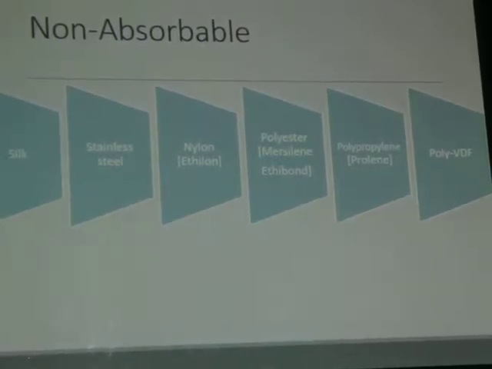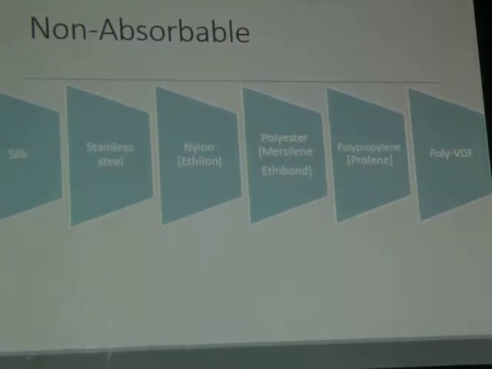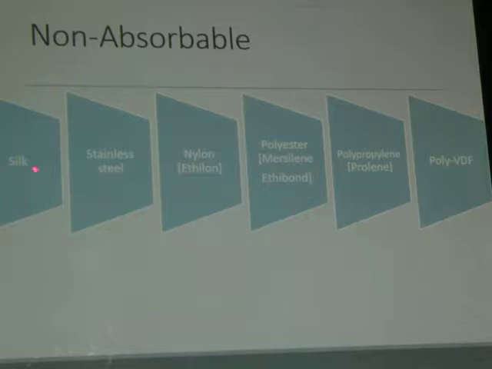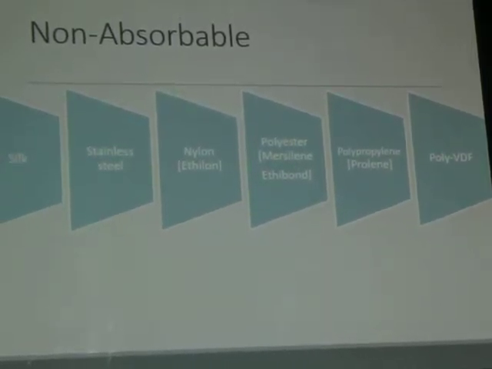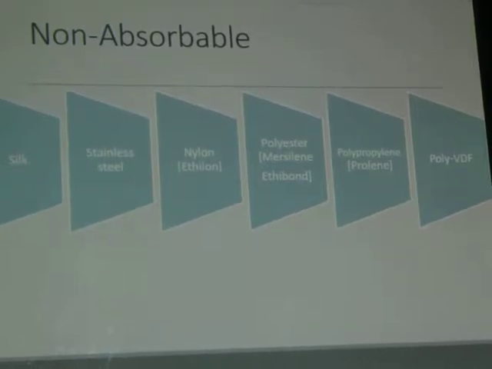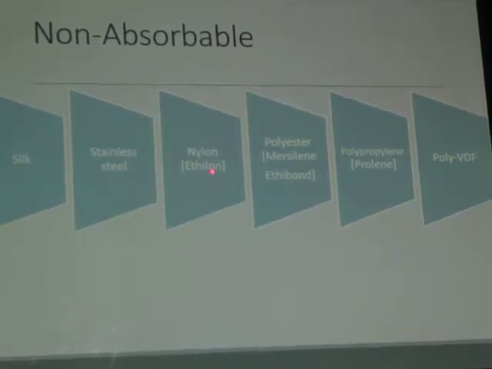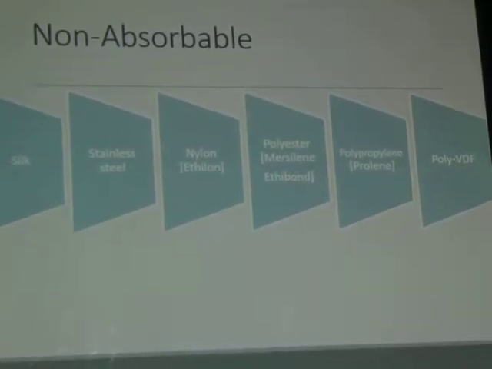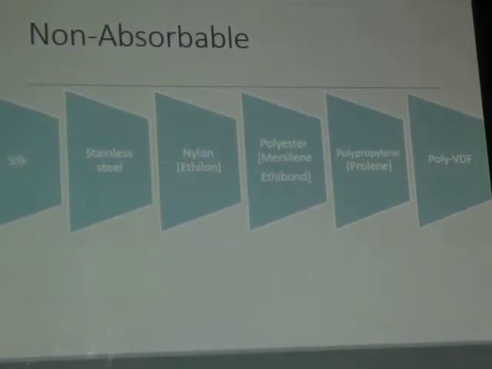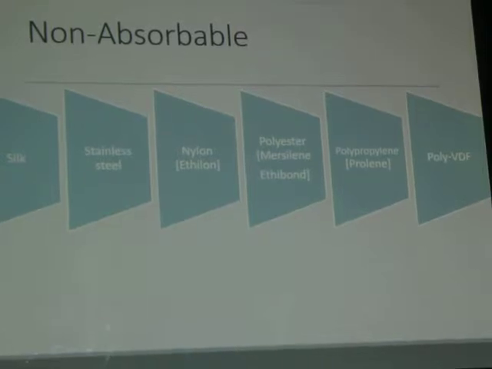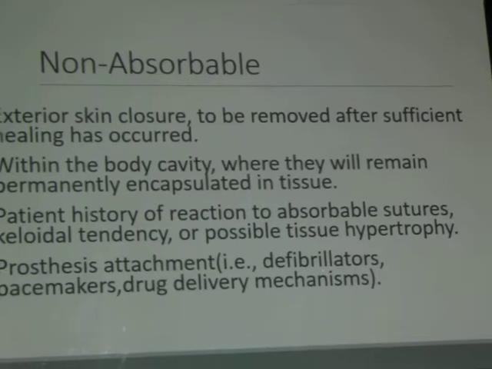Silk, stainless steel, nylon, trade name Ethilon, polyester اللي هو Ethibond or Mersilene, polypropylene والبرولين والpoly VDF. The main difference between all again is it braided or non-braided or monofilament. Silk is usually braided because it is very thin. You don't have a monofilament silk. Stainless steel is stainless steel and usually it is monofilament. Nylon or Ethilon is usually monofilament. Mersilene is usually braided. Prolene is again monofilament. Poly VDF is braided. So each of these has its own properties and its own material.